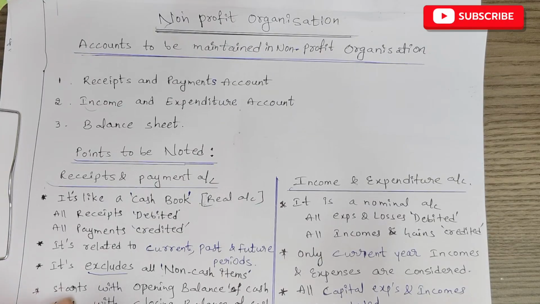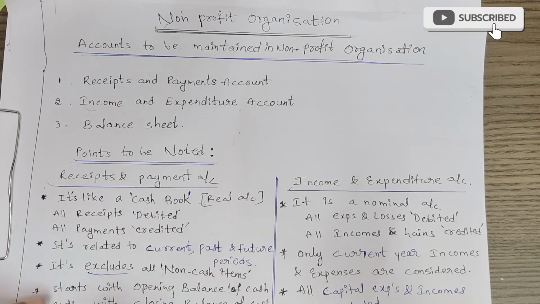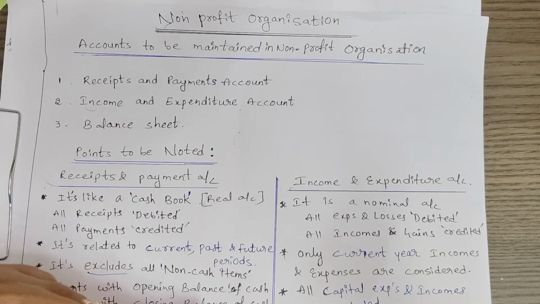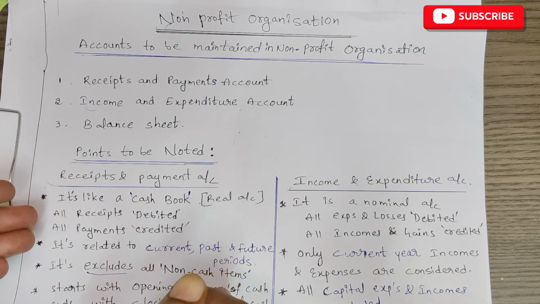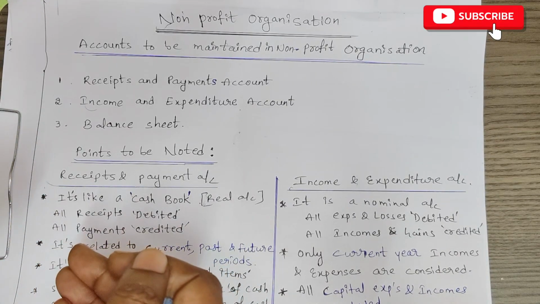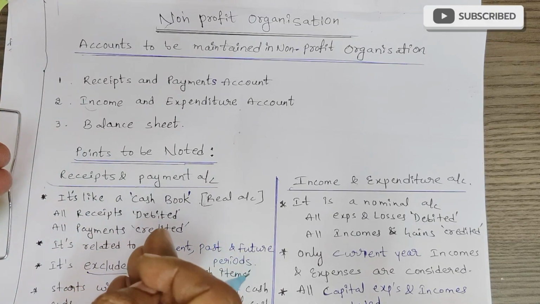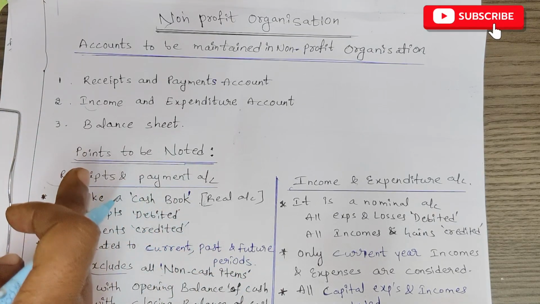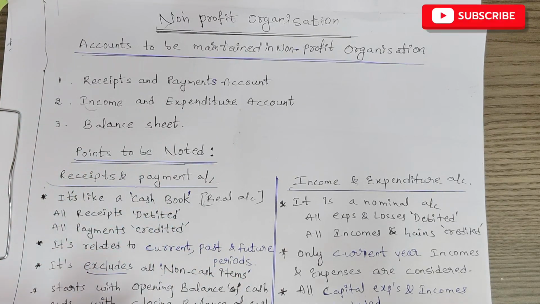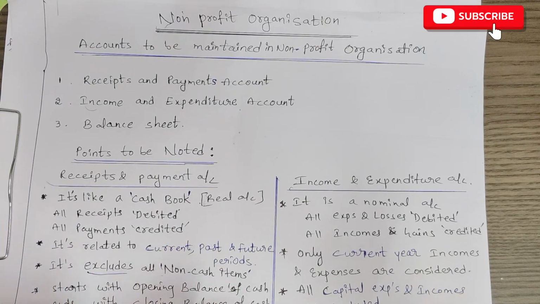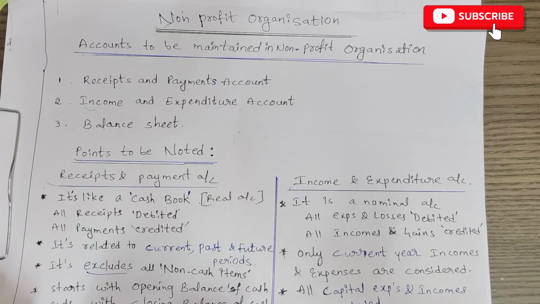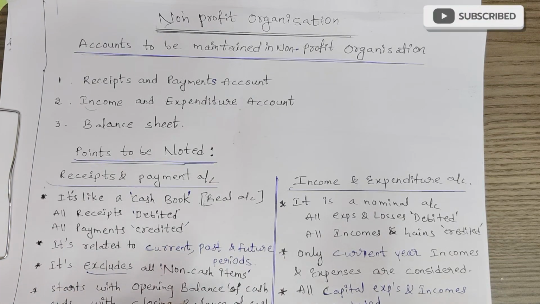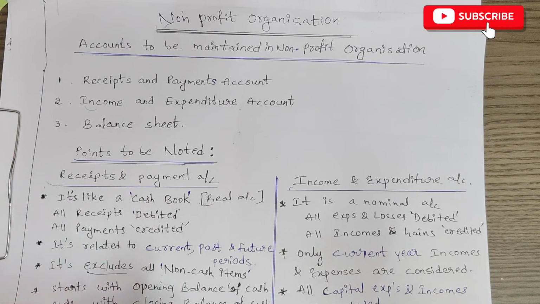And the next point is, it starts with the opening balance of cash and ends with the closing balance of cash or bank. If you have any opening balances regarding cash and bank, just write them down on the debit side of the receipts and payments account, and it ends with the closing balance of cash or bank. The balancing figure is called the closing balance of cash or bank. So this is about the receipts and payments account.